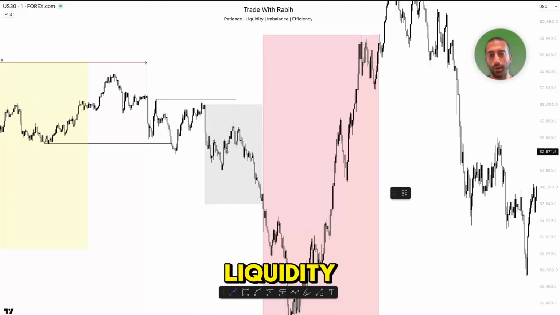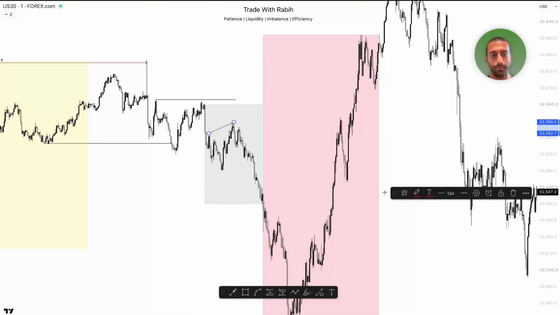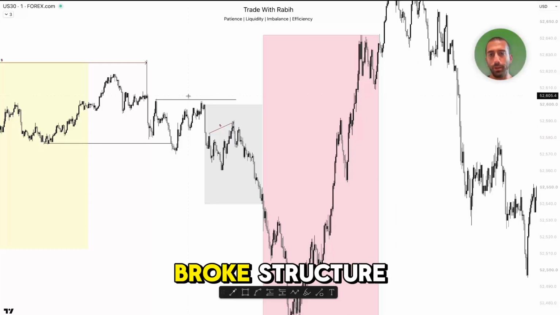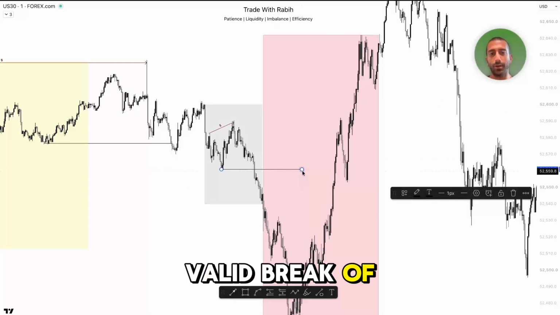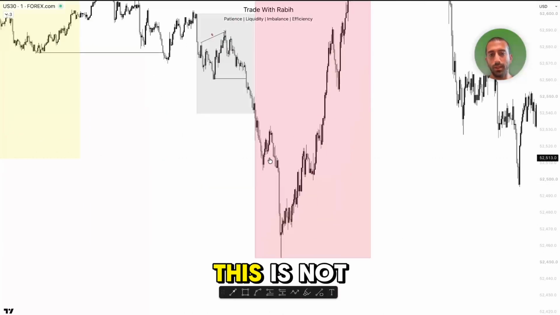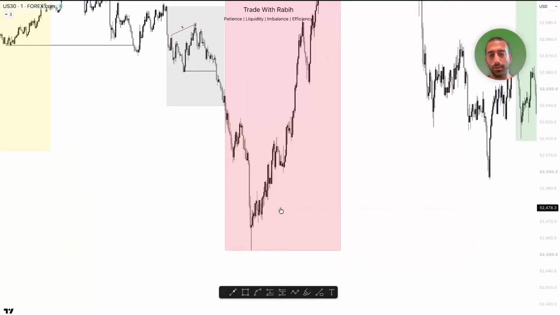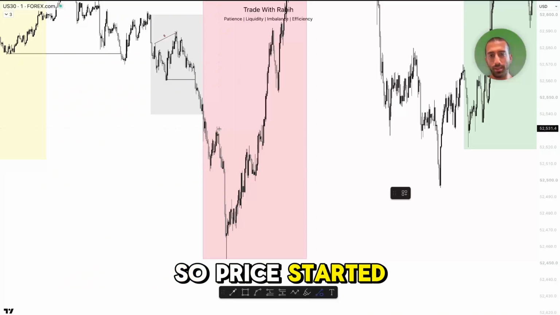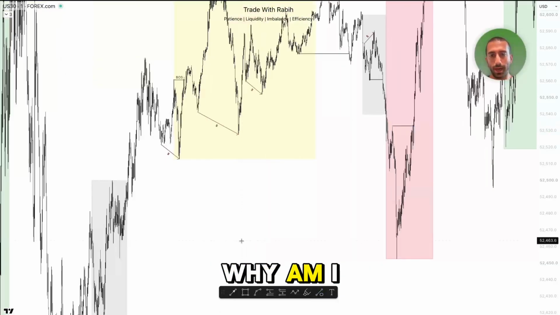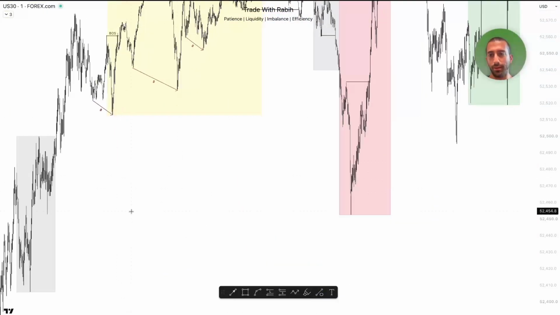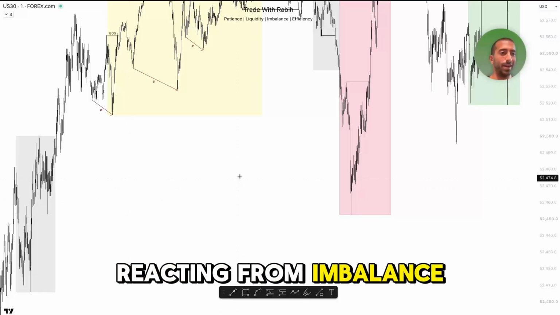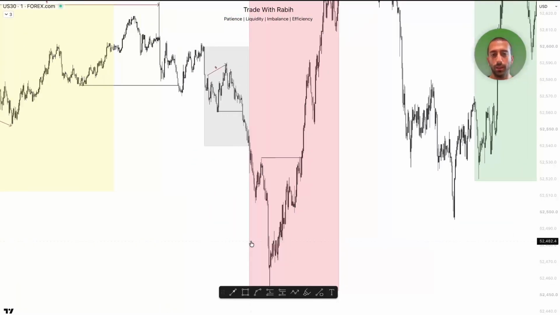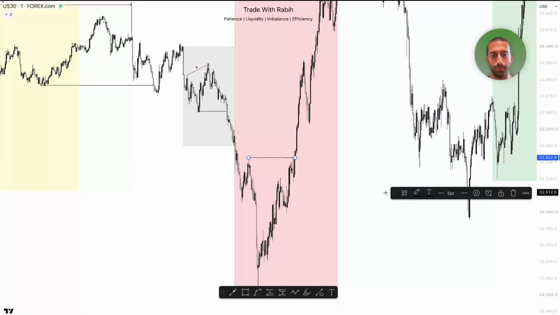Here we swept liquidity and then we broke structure. This is a valid break of structure. This is not a valid break of structure. Here we swept liquidity and then we broke structure, so price started delivering bullish. Why am I saying this? Because Asia low is taken and price is reacting from imbalance. This is not important right now. So here we became bullish.